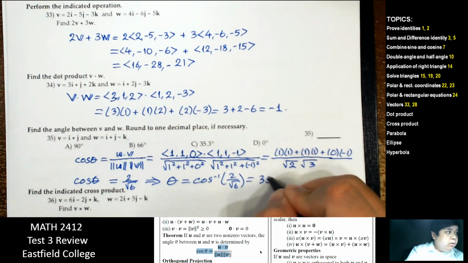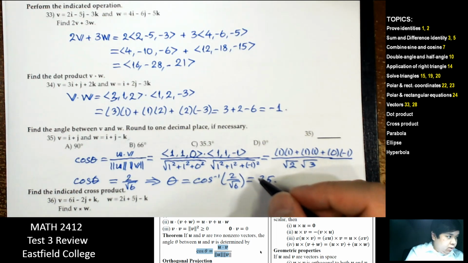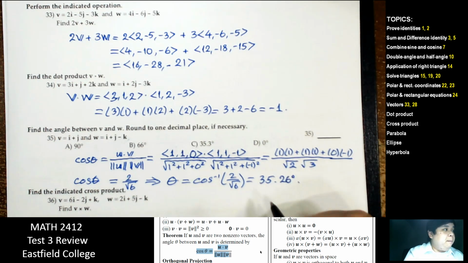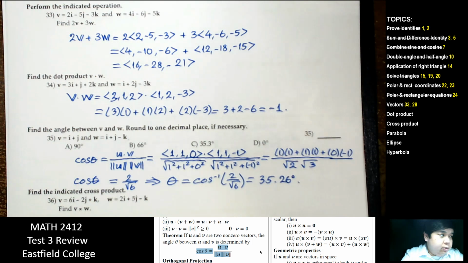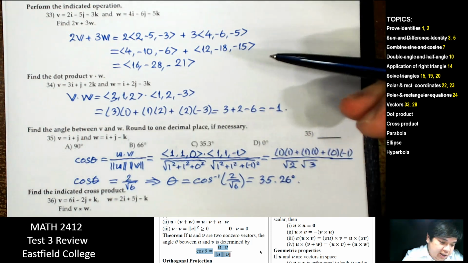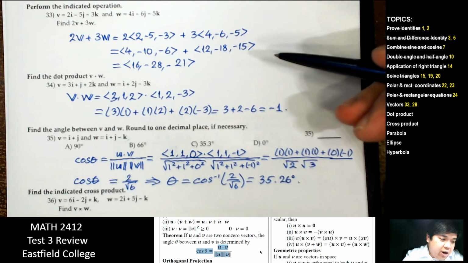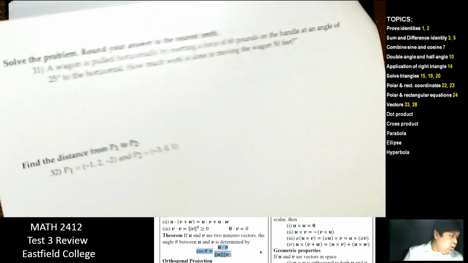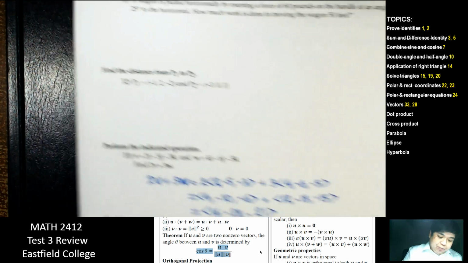We have 35.26 degrees. Yes, that. Right. So that is the dot product.